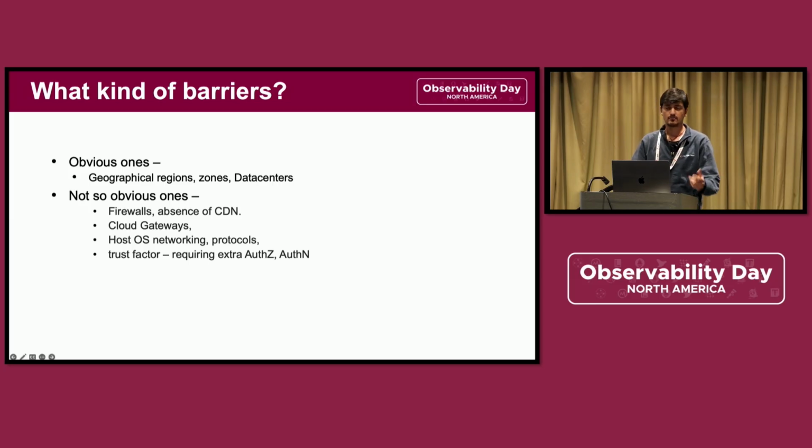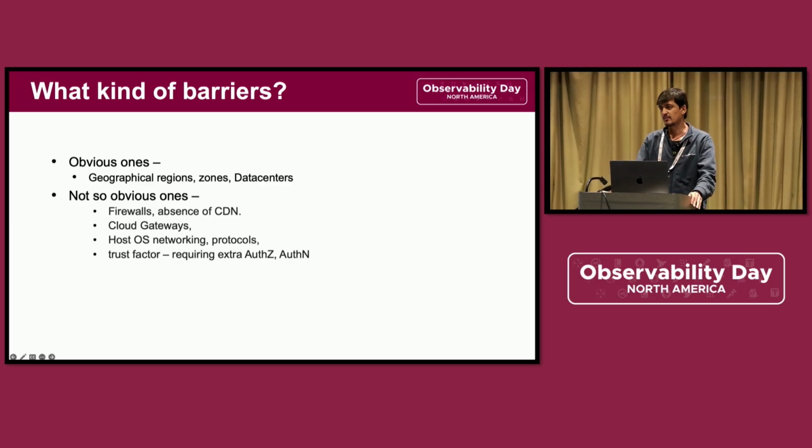In fact, in one of my previous firms, I remember there was a situation where the security team had flagged some of the sources which were a higher security risk, so we had to make them go through another round of authZ and authN. So that was another kind of network barrier which we generally don't see, but it does impact the services a lot.